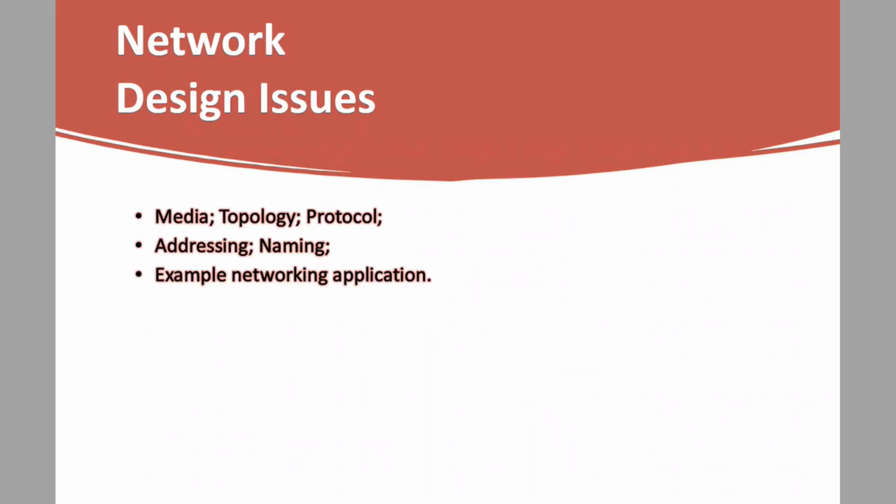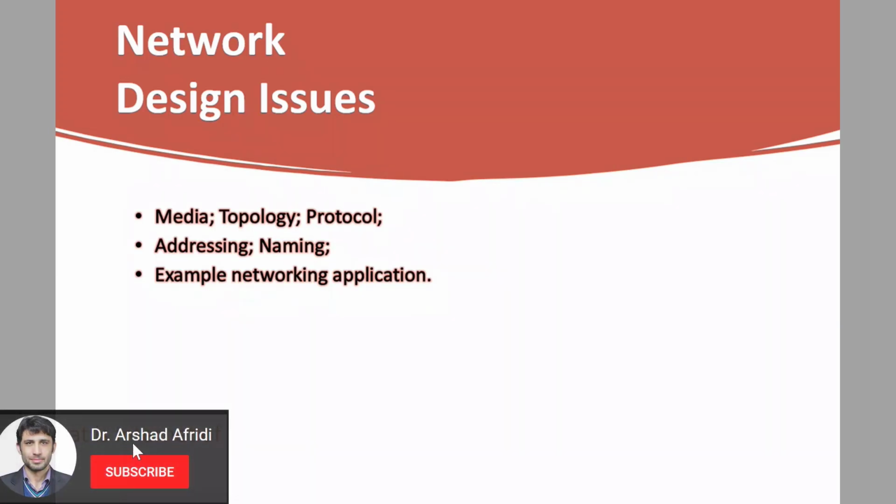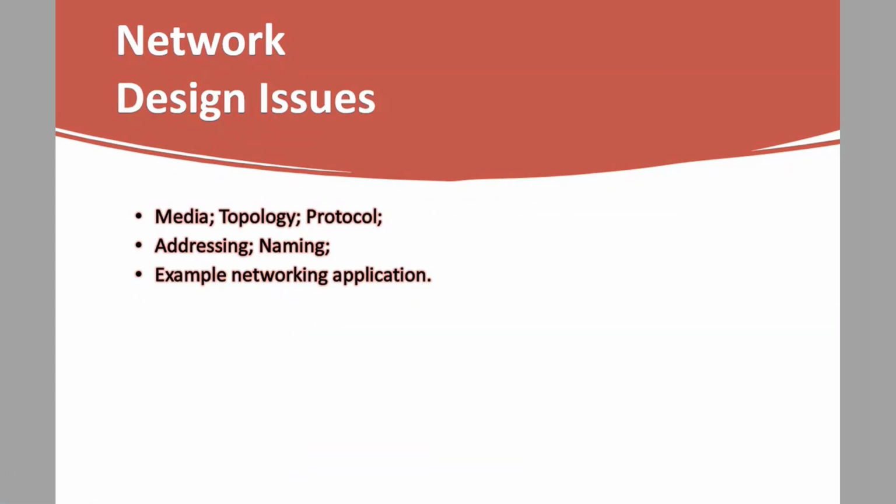Okay. So network design issues occur in media, the way you communicate, and topology. Topology means the way the network is designed. That is called topology. And third is protocol. Protocol means certain rules.